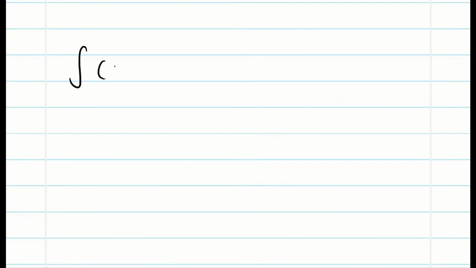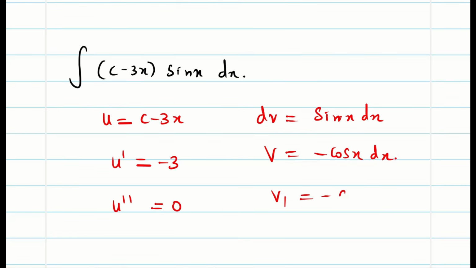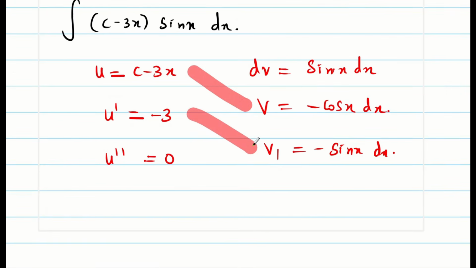So now to integrate (c minus 3x) sin x dx, we need Bernoulli's formula. I'll take u as c minus 3x, u dash is going to be minus 3, u double dash is going to be 0. dv is sin x dx, v is minus cos x, v1 is minus sin x. So the solution is going to be uv minus u dash v1, remaining all terms get 0. Since the power of x is 1, we get 2 terms.